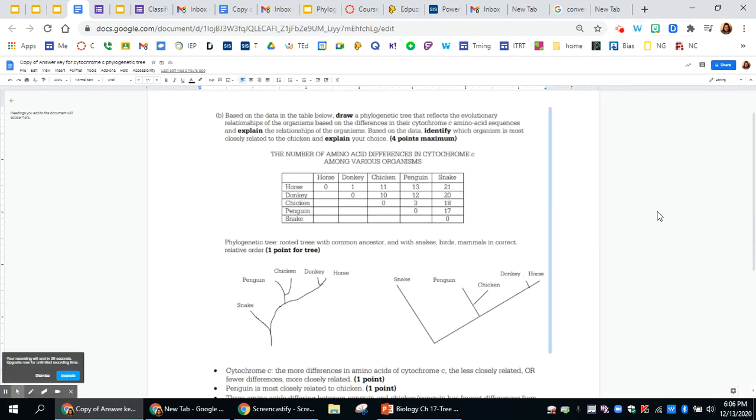Scientists can look at evolutionary relationships and DNA to determine how closely related organisms are. In this particular example, looking at a particular protein, they looked at the differences in amino acids between two different organisms and created these trees based on that. Notice there are very few changes between the horse and the donkey, so they're more closely related.